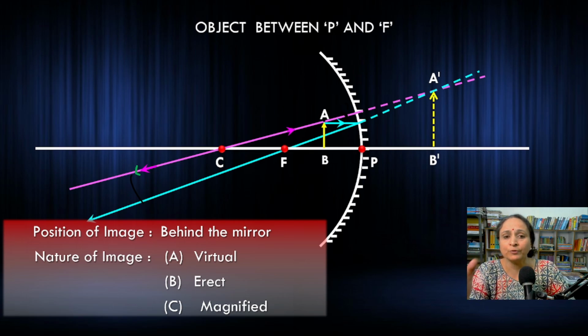So this is the only position, between P and F, when the image formed is erect and virtual. Erect and virtual. Is this clear? In all the other cases you saw, the image formed is real. This is the only case where the image is virtual. You have to remember this. So come on, draw it in your notebook.